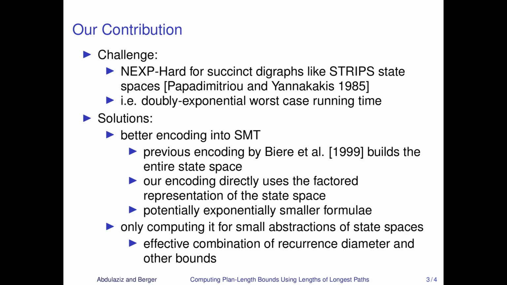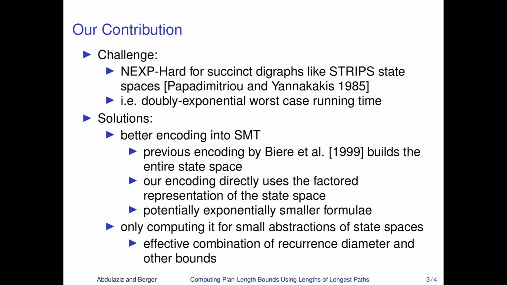And the problem of that encoding is that it builds the entire state space and then produces a formula whose size is quadratic in the size of the entire state space, so it can be exponentially bigger than the given problem. Our encoding has the advantage that the formula can be only quadratic in the size of the given planning problem, so quadratic in the size of the factored representation, and thus it can be exponentially smaller than the formulae by Biere.